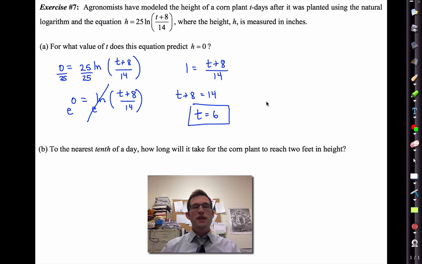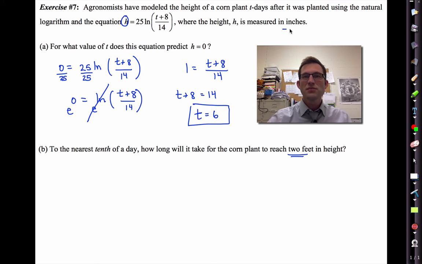Letter B, to the nearest tenth of a day, how long will it take for the corn plant to reach 2 feet in height? All right, well, why don't you pause the video now and see if you can solve this problem on your own. All right, let's go through it. Well, if we're 2 feet high, we don't want to put in 2 for h because h is measured in inches. So, of course, 2 feet is the same as 24 inches.